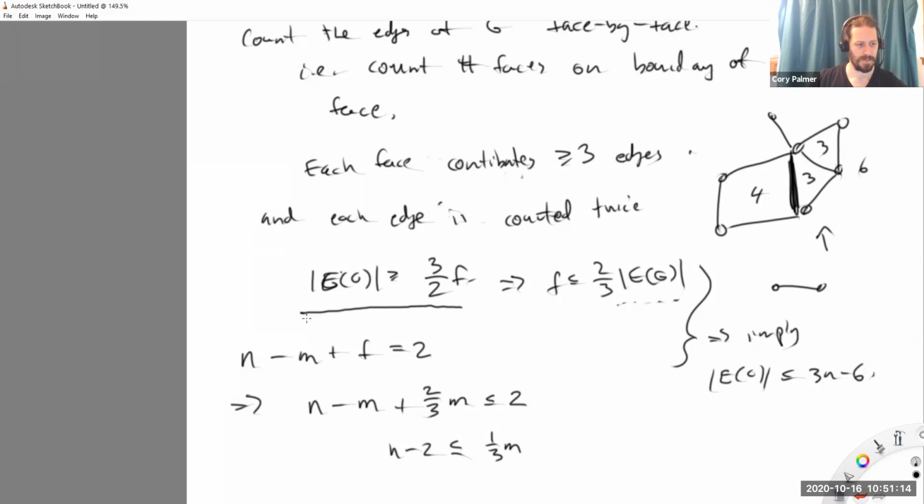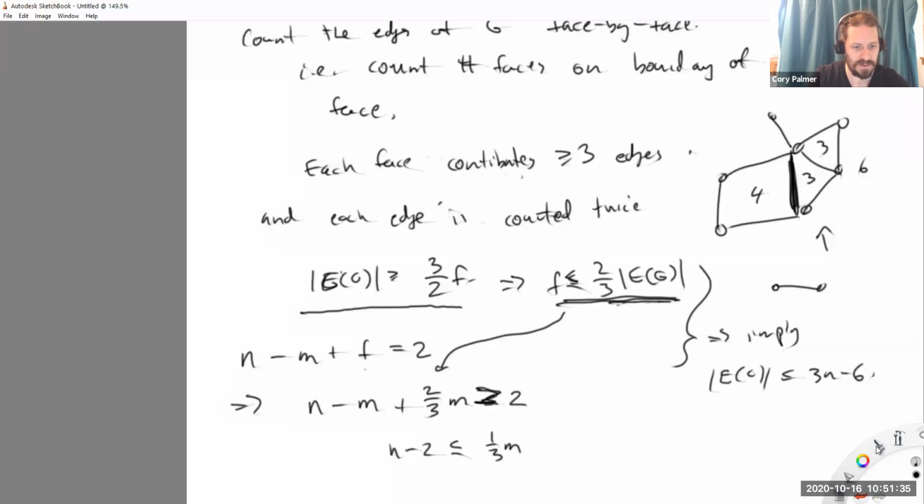Did I flip this around here? Yeah, I did, sorry. When I plug this in here, I replaced f with something larger than f, not smaller than f. F is bounded above by this, so I replace f with something larger. So this inequality goes in this direction.